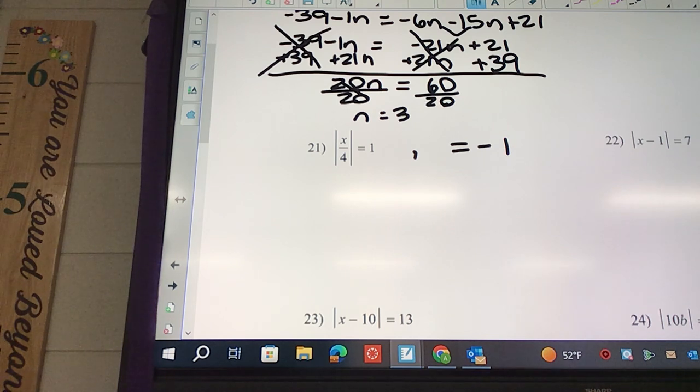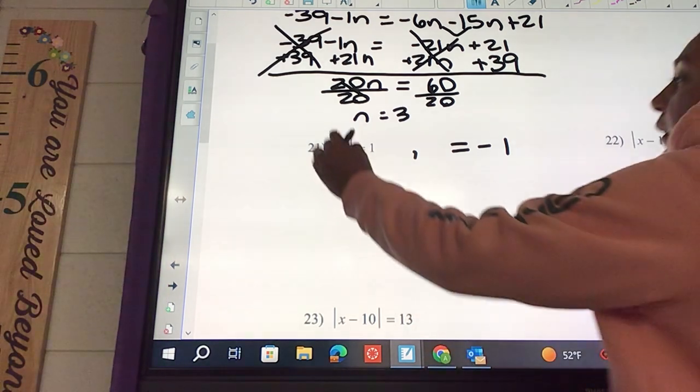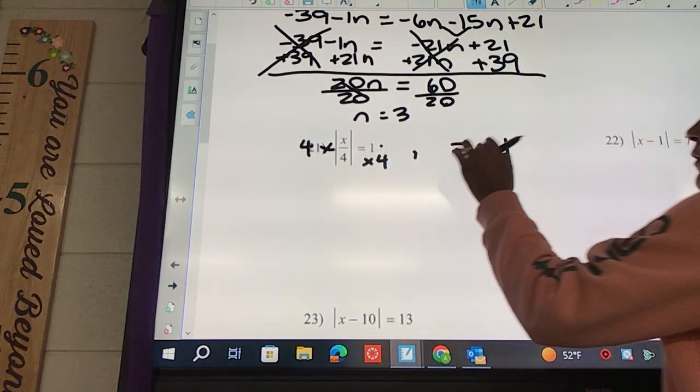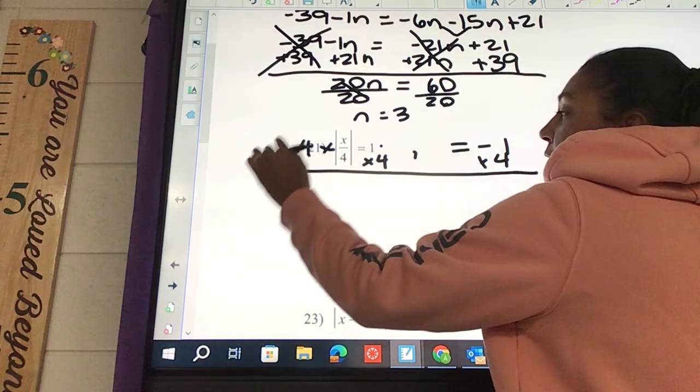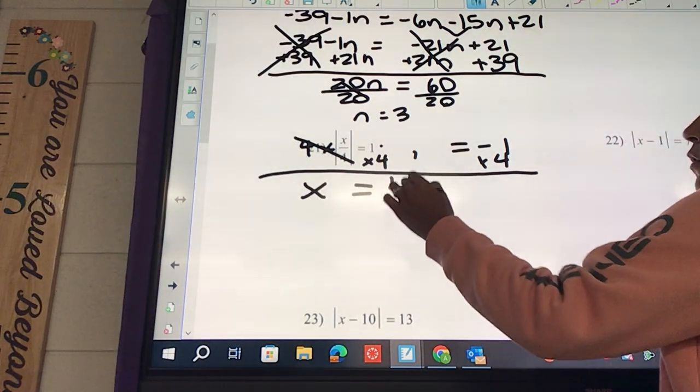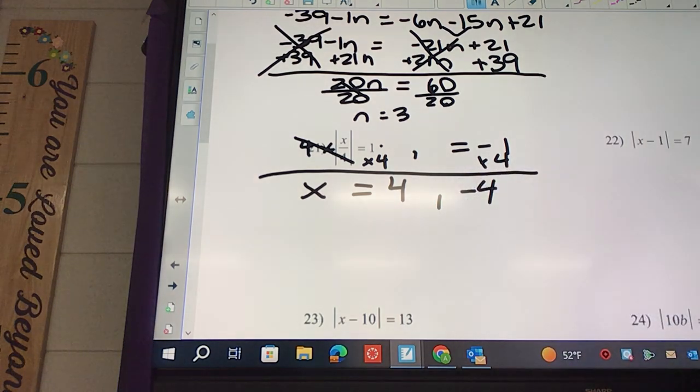Now, if we're looking at the x, what needs done in order for it to be solved? What's gonna get moved? The 4. We're gonna times all of these by 4. So that way these ones cancel, we have x equals 4 and -4. Are they always gonna be the same, one being positive, one being negative? No, that's not gonna happen.